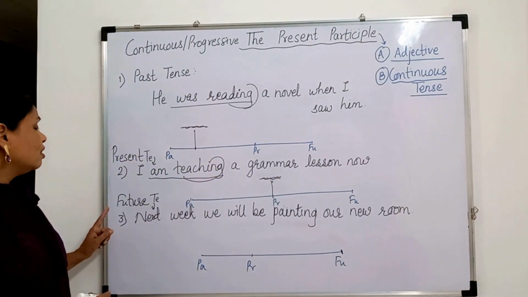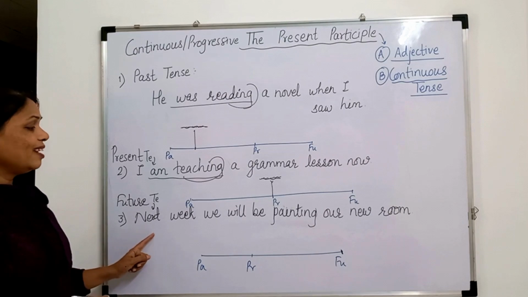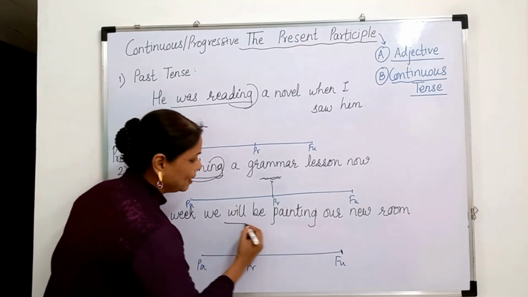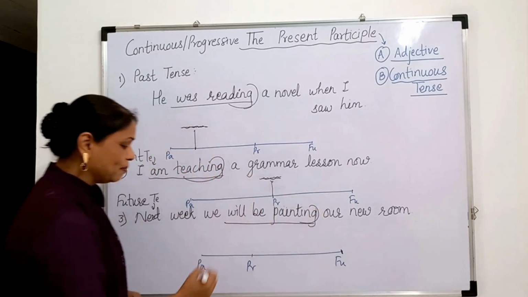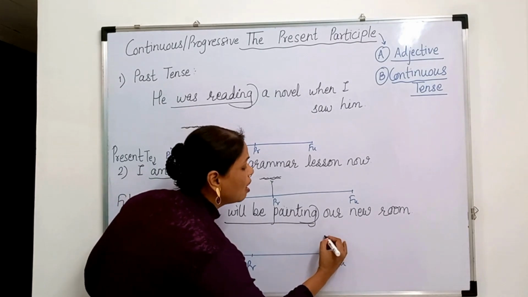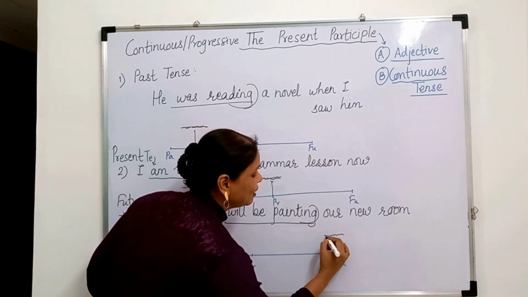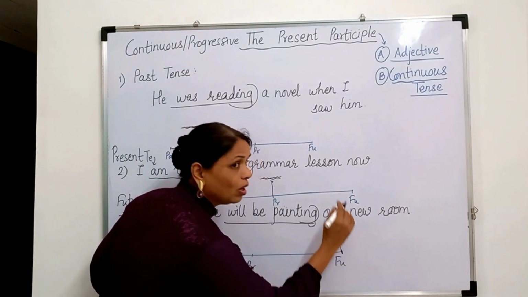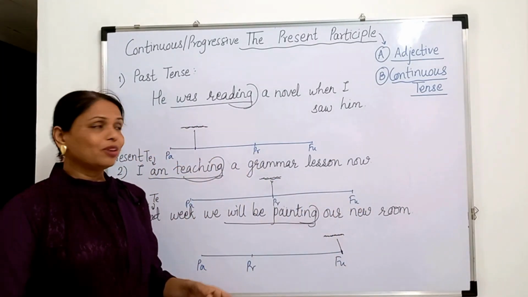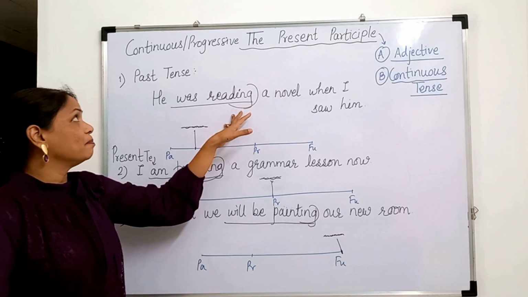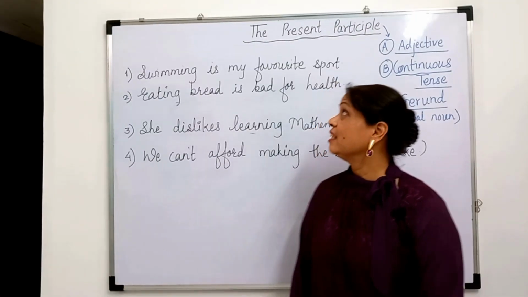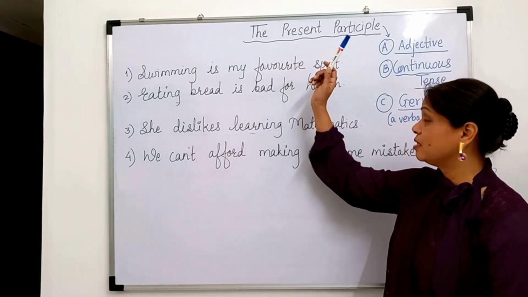The next one, future continuous tense. Next week, we will be painting our new room. Will be painting. Painting is the present participle. On the timeline in future, we will be painting our new room. Painting, the action of painting will be going on at some point in future. In short, one has to use the present participle to form the continuous tenses. Now let's see the third usage of the present participle.